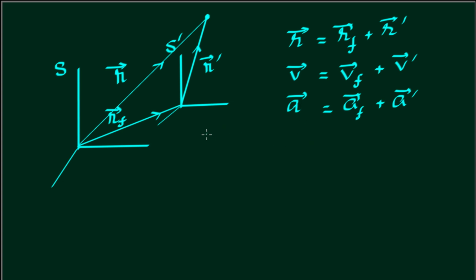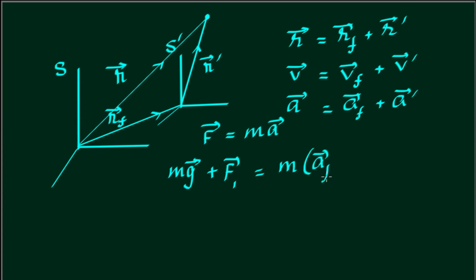Now we know that in the ground frame, this is true: the net force on the bird, or whatever object we are looking at, is equal to its mass times its acceleration. The net force might consist of the force of gravity on the bird, which we will write as mg, where g is the acceleration due to gravity, in this case downwards, plus all the other forces acting on this object, which we will call F1. That is equal to mass times acceleration. For acceleration, we can now substitute the acceleration of the frame, A_F, plus the acceleration A prime.